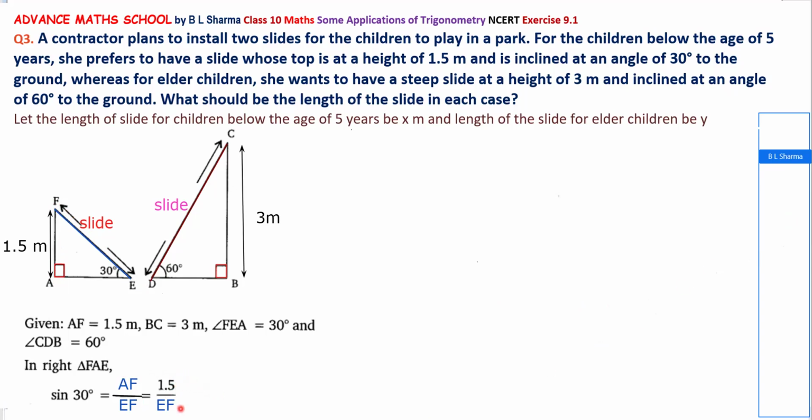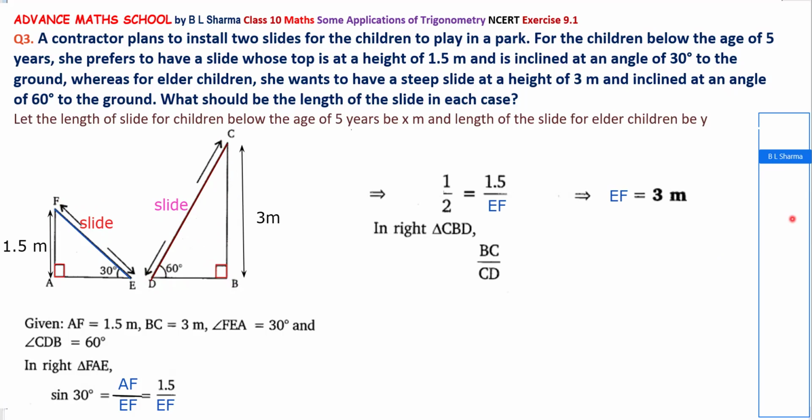AF is 1.5, EF as it is, in place of sine 30 degree, you can write 1 upon 2. So, 1 upon 2 is 1.5 by EF. So, EF on cross multiplication, we get 3 meter. So, this length is 3 meter. Now, in right triangle DBC, one side is given, acute angle is given, calculate CD.